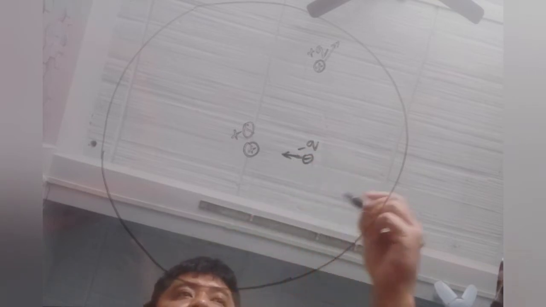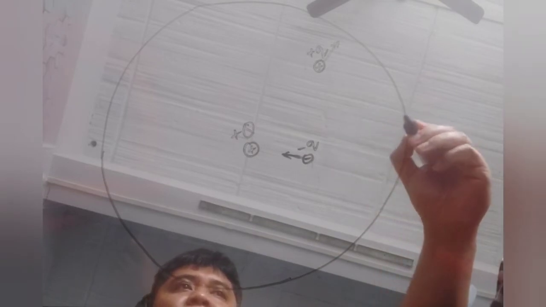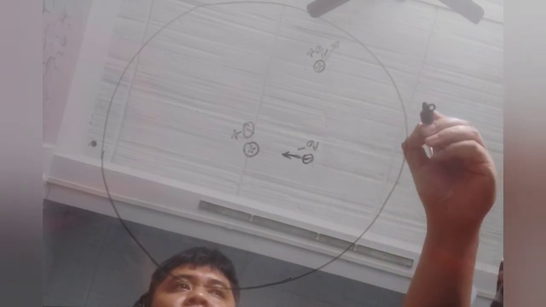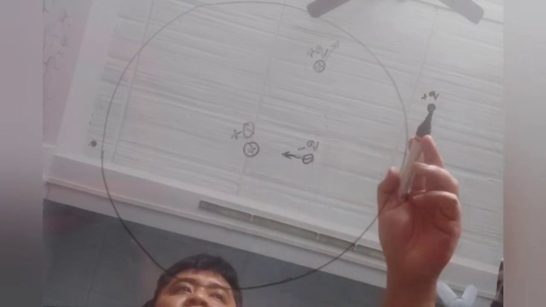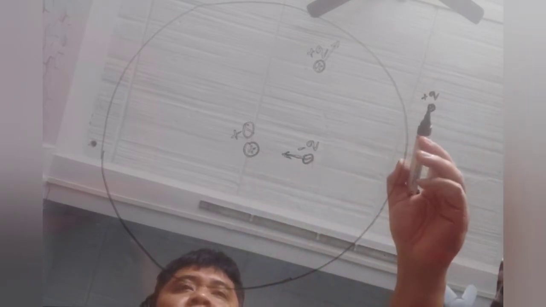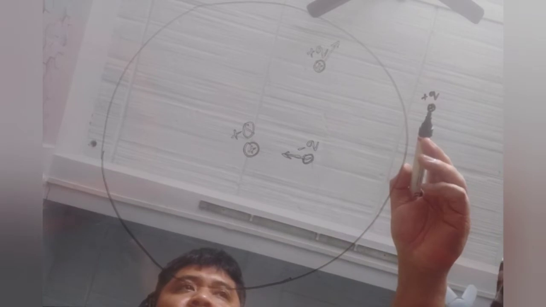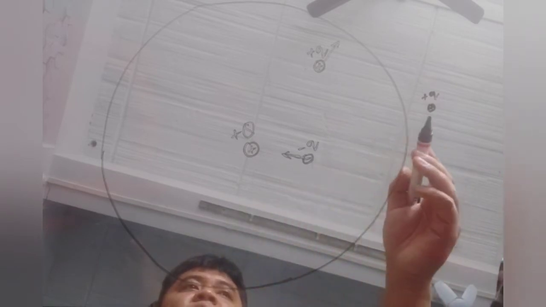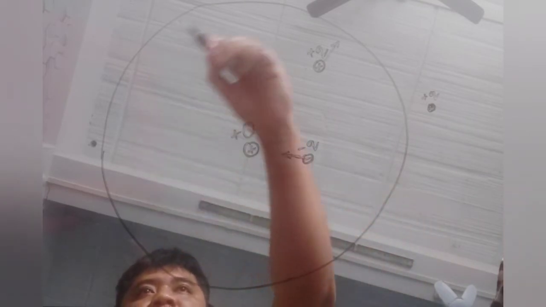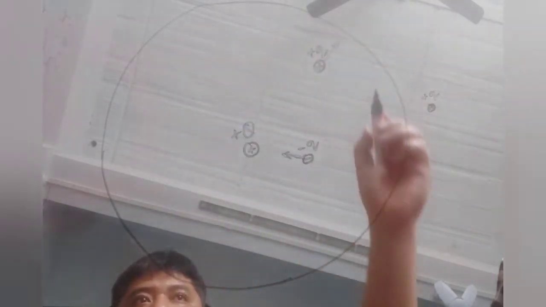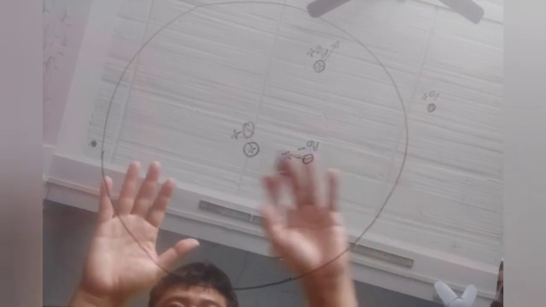And again, if we consider another charge outside the electric field, let it be plus Q, this will not experience force on this charge anymore because it is outside the electric field. So we can say that this circle is the electric field. Actually, it will be a sphere.